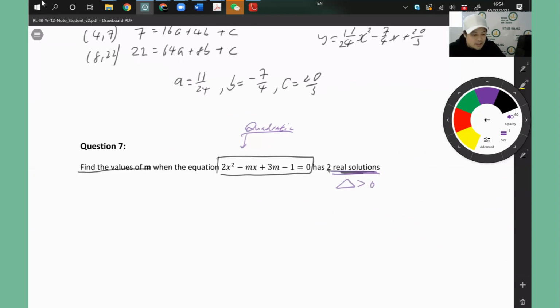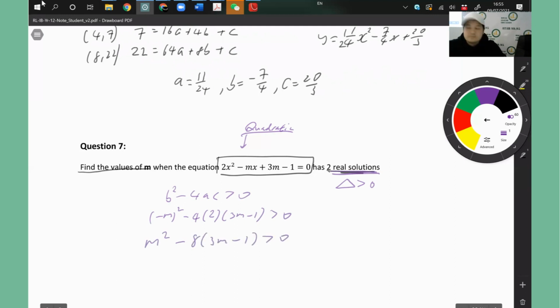Okay. Quadratics, b squared minus 4ac bigger than 0. So minus m squared minus 4 times 2 times (3m take 1) bigger than 0. So which means m squared minus 8 times (3m take 1) bigger than 0. Right, yeah? So what do I do next? Inequality. Inequality, what do I do? Sketch. Right. Nonlinear inequality, nonlinear inequation, sketch.